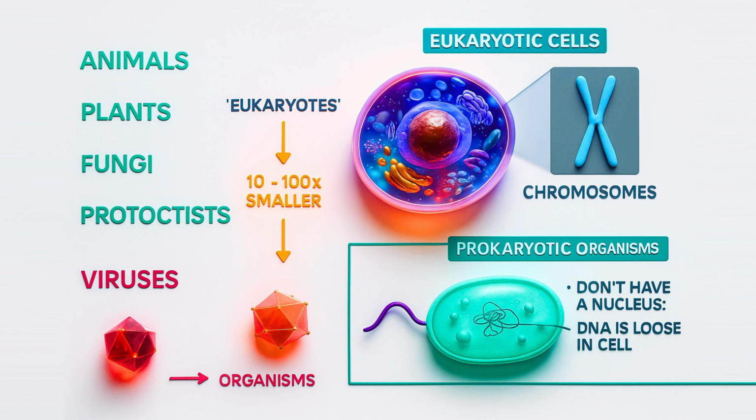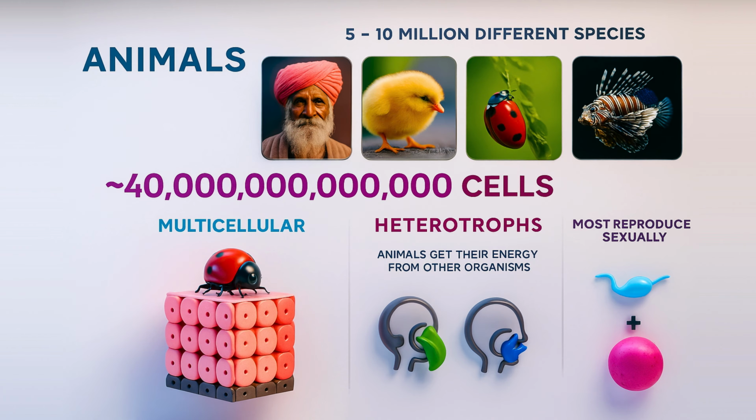They are multicellular, meaning they are composed of many cells. They are heterotrophs, meaning they must obtain energy by consuming other living things, and most animals reproduce sexually, meaning that offspring are produced through the combination of genetic material from 2 parents. For instance, a human adult is thought to be made up of approximately 40 trillion individual cells.